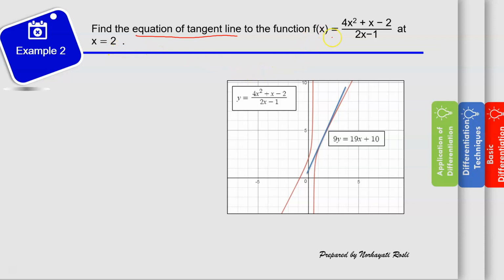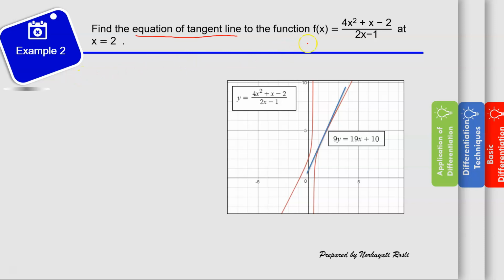So when we plot this function, we'll get the red color curve. But for x equal to 2, it is, for example, somewhere here, which means that the tangent line is given by this blue color line. So how to compute this?